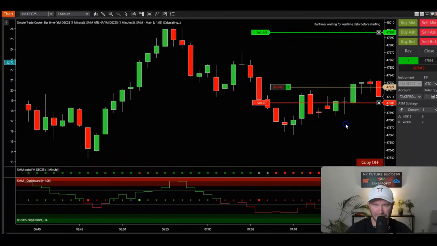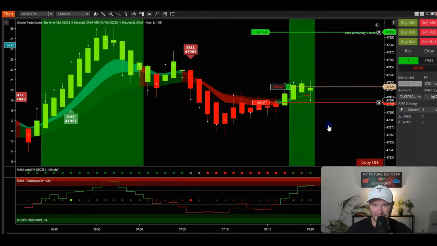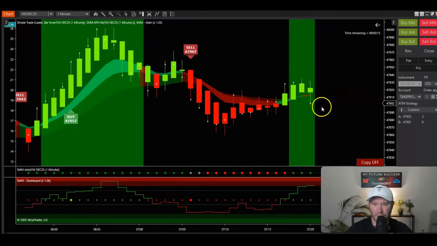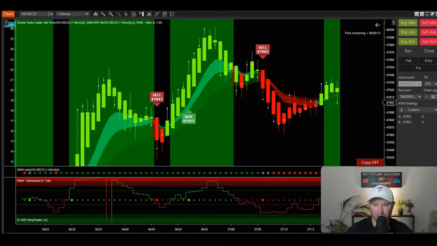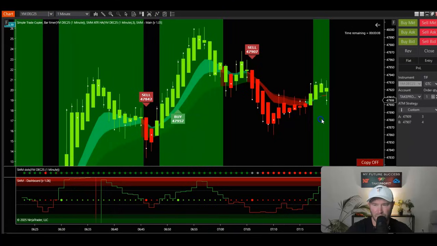Ooh, see that big candle down? This might stop me. Look, looks like it's going to. There we go. We got stopped out. This now looks like a reversal here. So at the end of this candle, 12 seconds left, 11 seconds. This is where we can see a push.